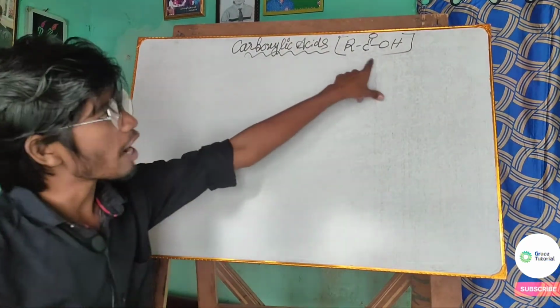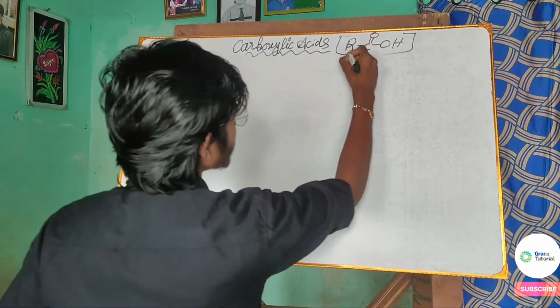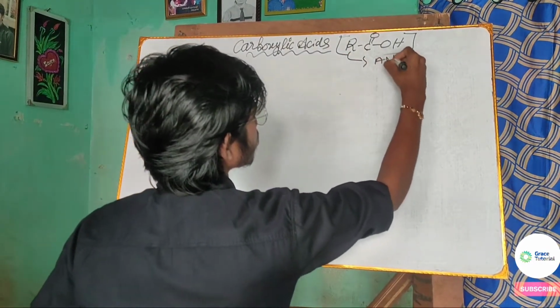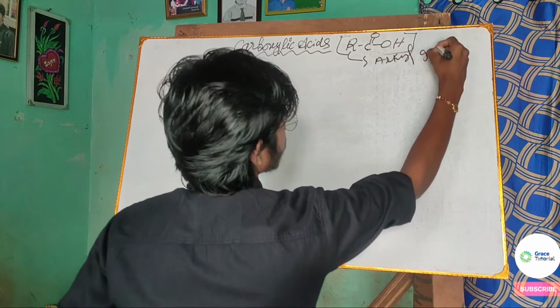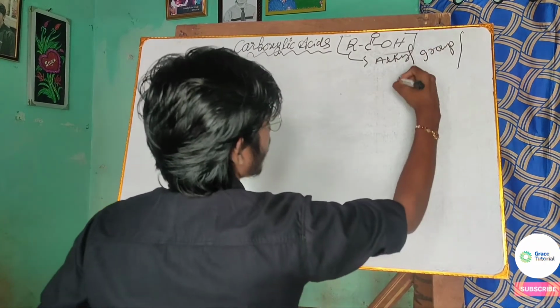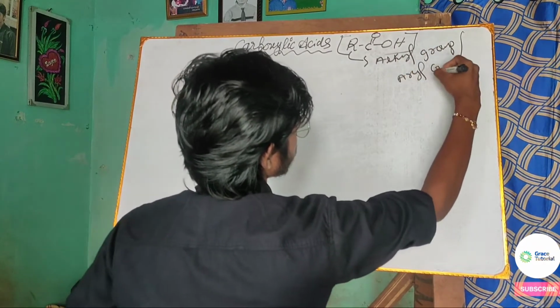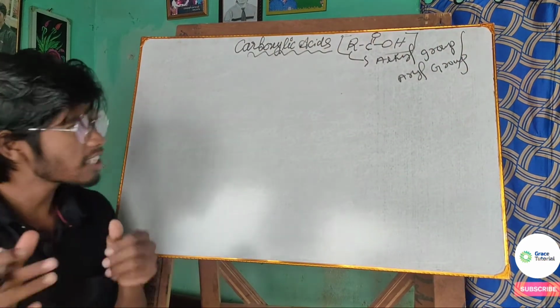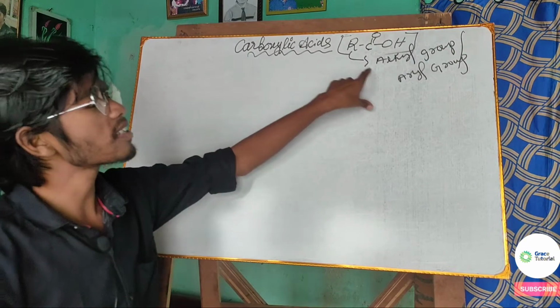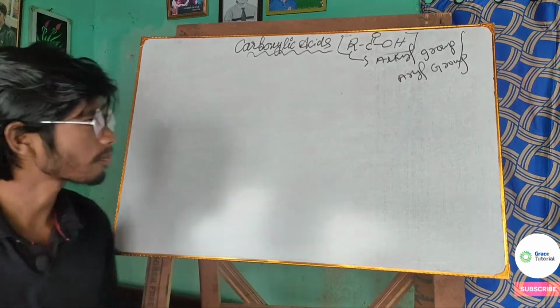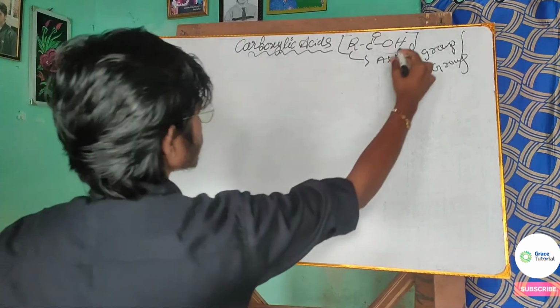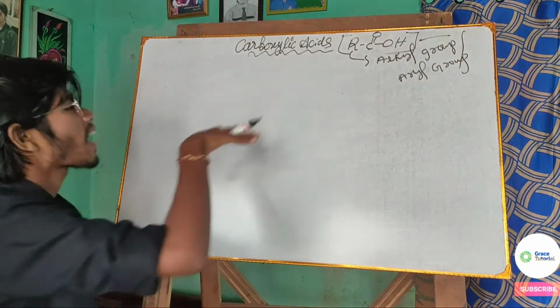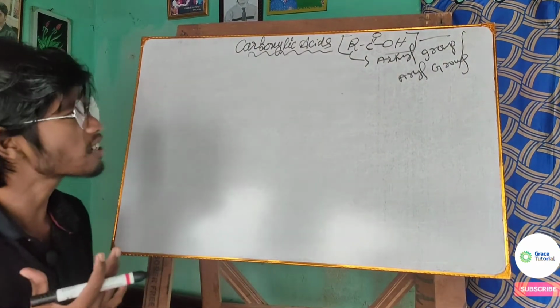In RCOOH, the R is an alkyl group or aryl group. So in the RCOOH, what is this R? R is basically an alkyl group or aryl group. So this is the functional group of carboxylic acids, or the general formula RCOOH.